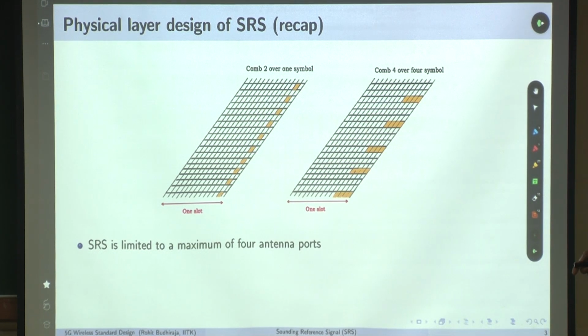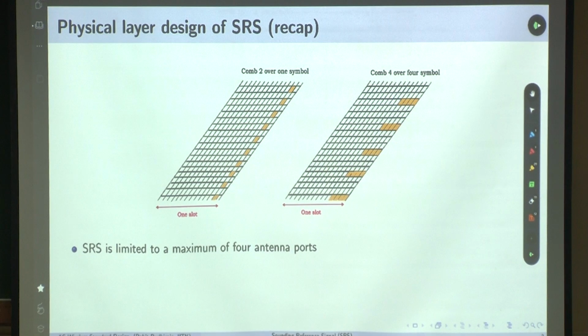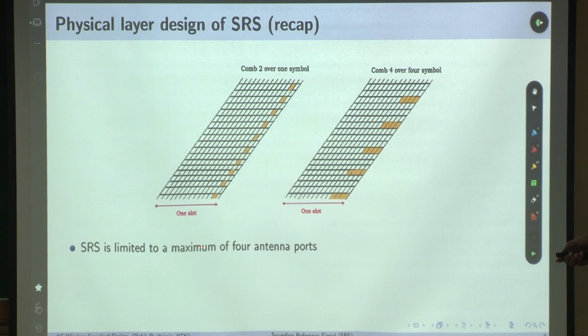So what did we discuss about the sounding reference signal? This is a quick recap. One thing we discussed was that SRS is limited to a maximum of 4 antenna ports. I will be referring to the sounding reference signal as SRS. It has basically a comb structure. The reason it is called comb is that if you look at it, these are the teeth of the comb, and then there is a gap in between. So a maximum of 4 antenna ports can be sounded together.